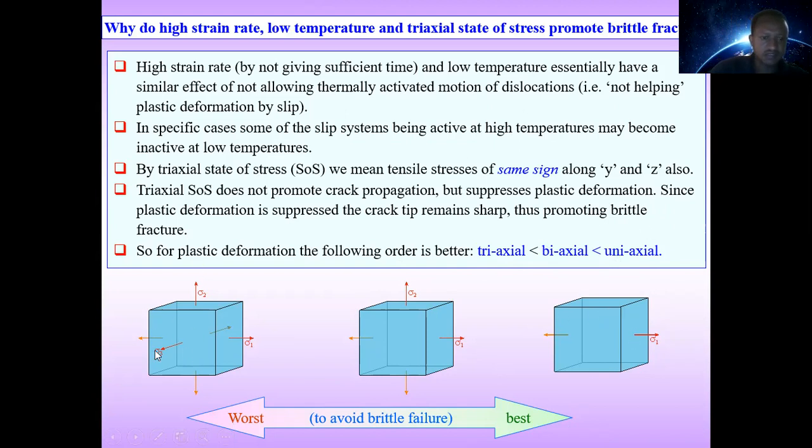Okay, this is triaxial: stress in X, Y, and Z. Stress in X and Y, and the stress in X. Or we can call it by local orientation, sigma 1, sigma 2, and sigma 3 for the triaxial case. For the biaxial case, sigma 1 and sigma 2. And in the uniaxial case, sigma 1. So the worst scenario is the triaxial case, and the best scenario to avoid brittle fracture, uniaxial test is preferable.